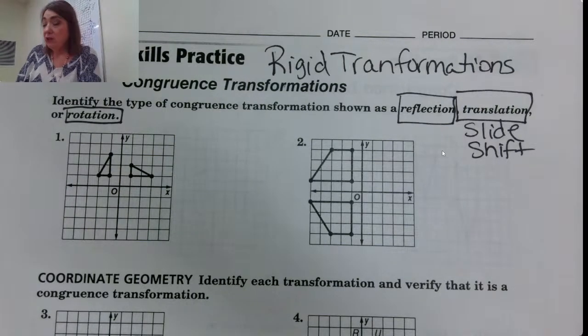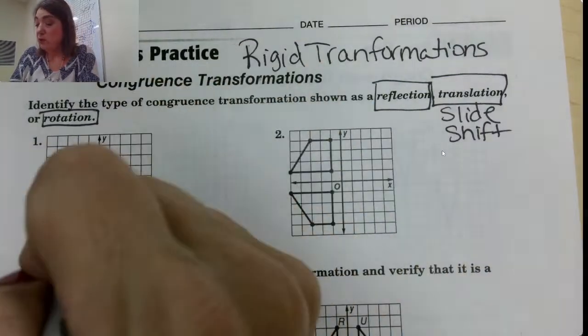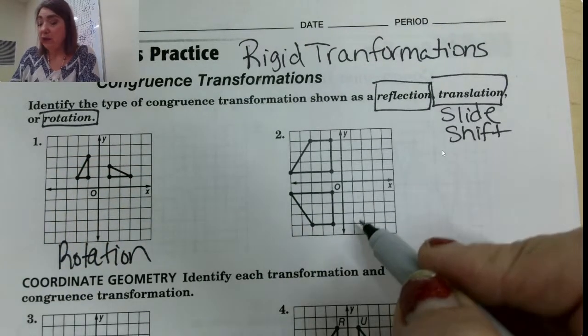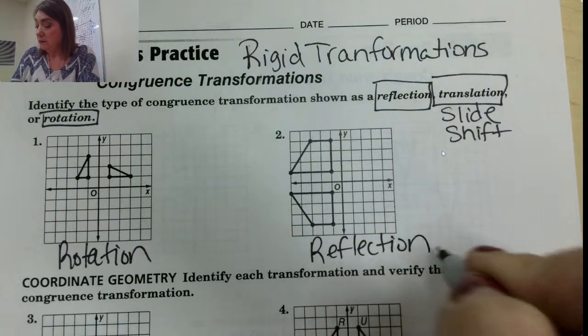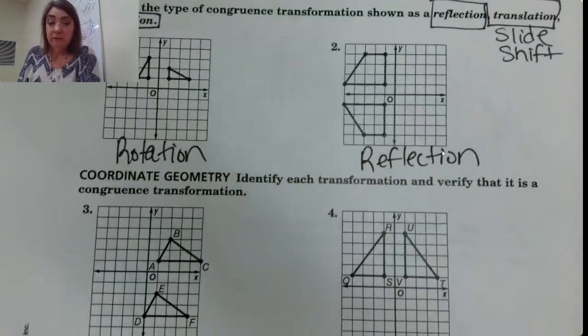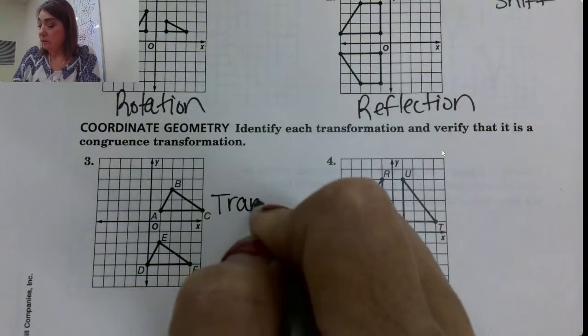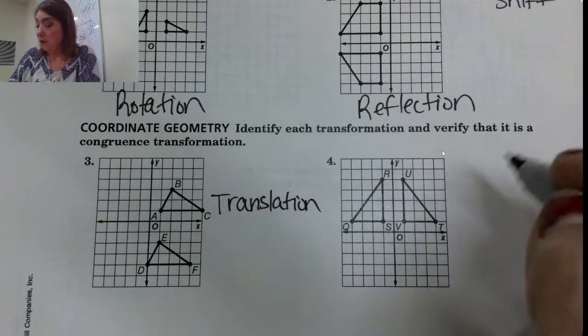So what did y'all say this one is? What are we doing right here? This one's a rotation. Reflection. What's this one right here? Reflection. Translation. And what's this last one? A reflection.